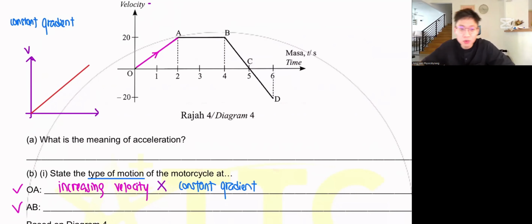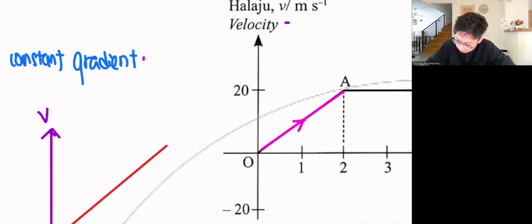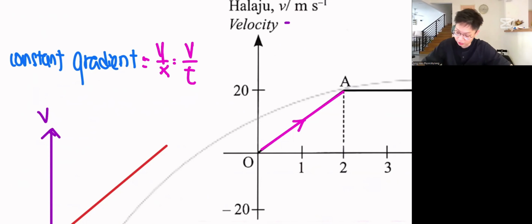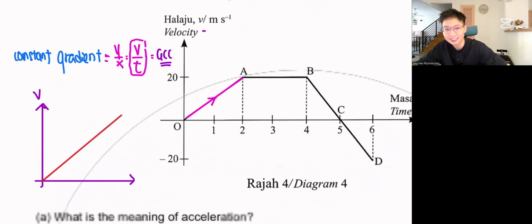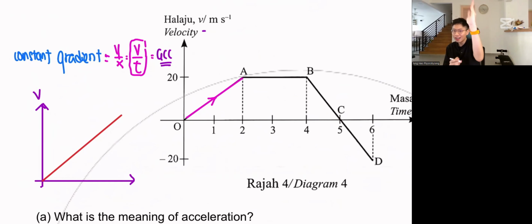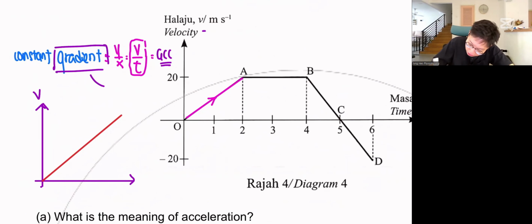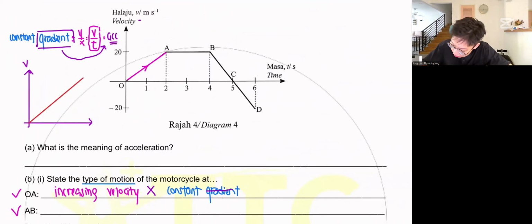But wait, my gradient here is equal to what? Gradient is equal to y over x, so my gradient will be equal to v over t. I'm not asking for the calculations. The gradient will become what? Acceleration. Correct or not? Because if I take velocity and divide it by time, I get acceleration. So actually the word gradient is acceleration. So I can replace the words constant gradient with constant acceleration.